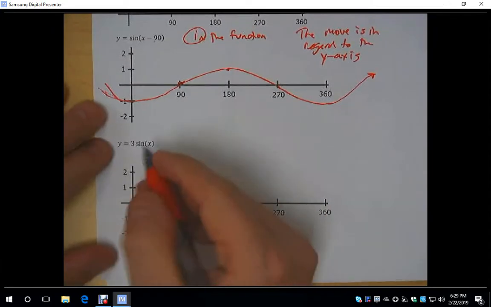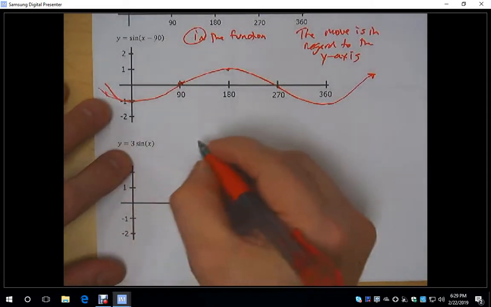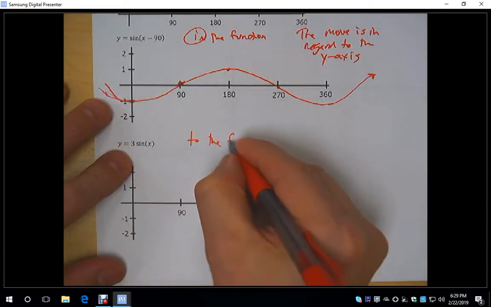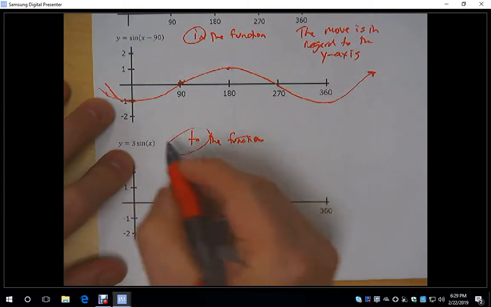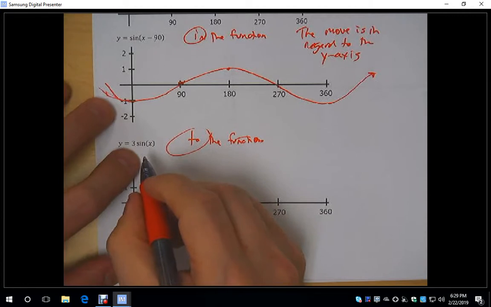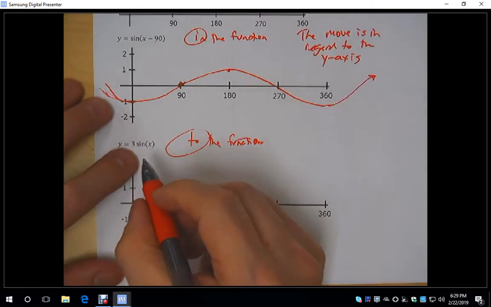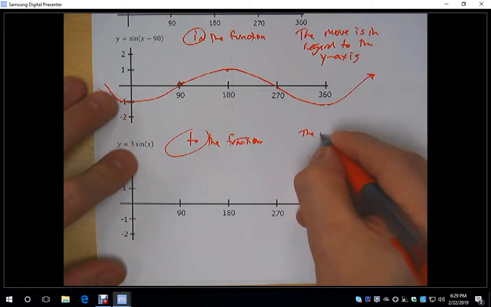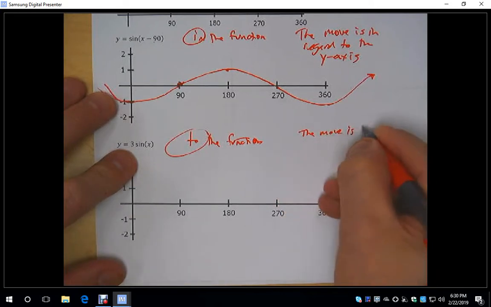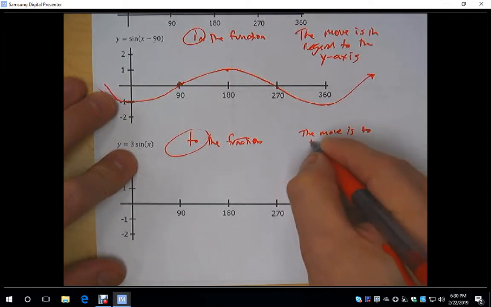Next one here, I am multiplying a 3 to the function. Because I'm doing something to the function, the move is in regard to the x-axis.